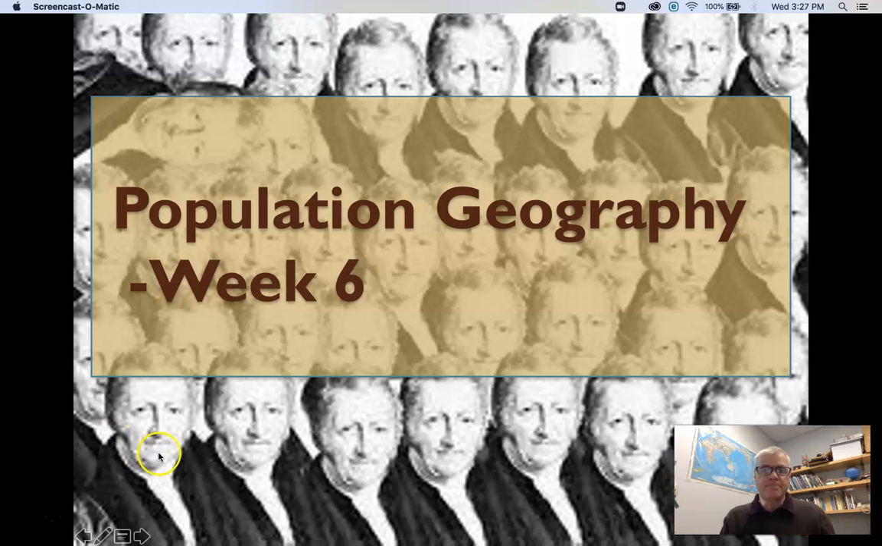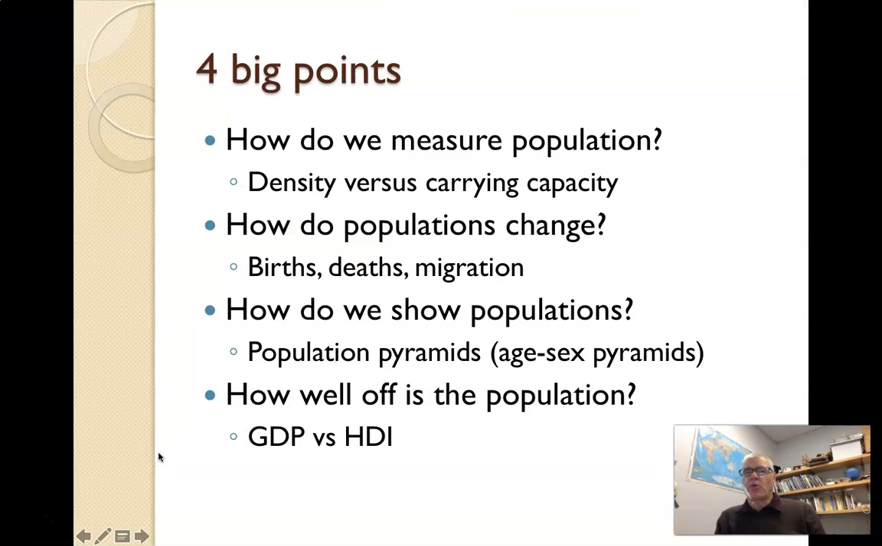So the four big points that we're going to hit in this lecture: we're going to talk about how we measure population. We're going to talk about how populations change. We're going to talk about how we can show populations in a way that helps us compare different places against each other. And we'll also look a little bit at how we measure how well off a population is, like how it's doing economically.